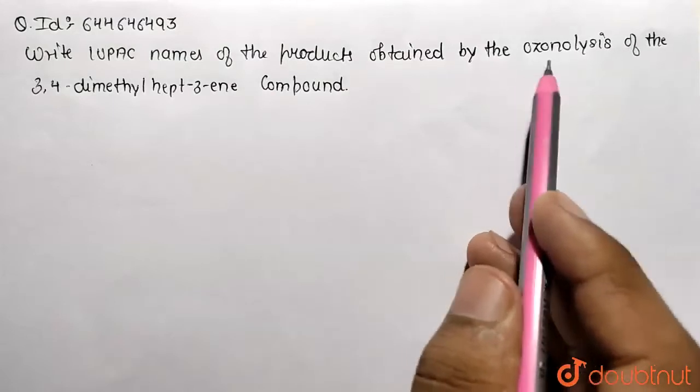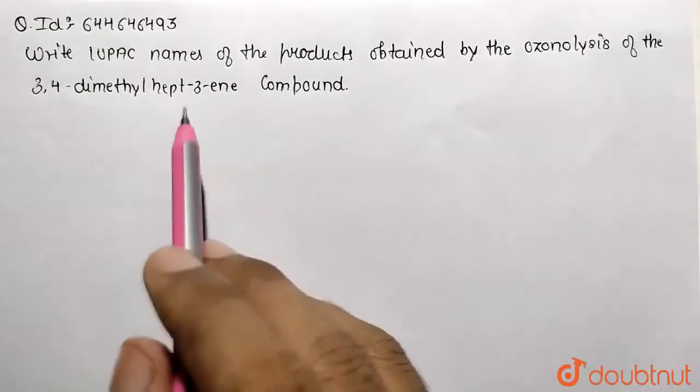Hello students, in this given question, we have to write the IUPAC name of the products that are obtained by the ozonolysis reaction of this given molecule. So let's decode this structure.